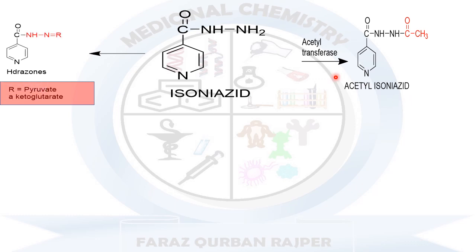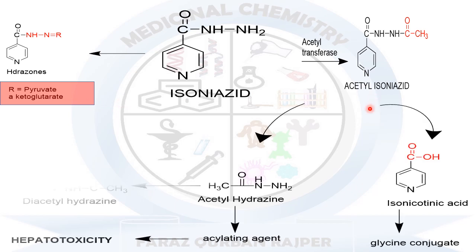In the same way, it can be converted into different types of hydrazones depending on the type of the R substituent. That can be pyruvate or ketoglutarate. So over here, pyruvate or ketoglutarate substrate can be present, which form the hydrazones of pyruvate and ketoglutarate. This acetyl isoniazid can also form the hydrazine molecule or isonicotinic acid. It will get converted into isonicotinic acid by deacetylation.